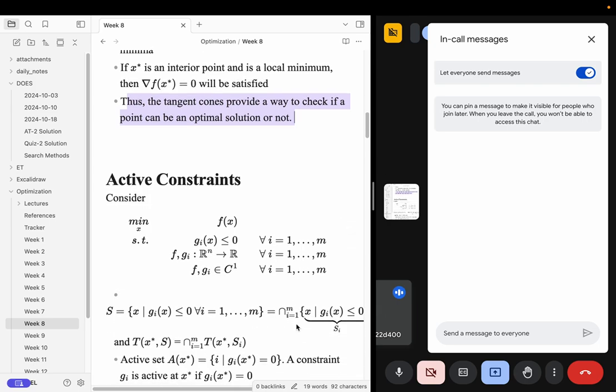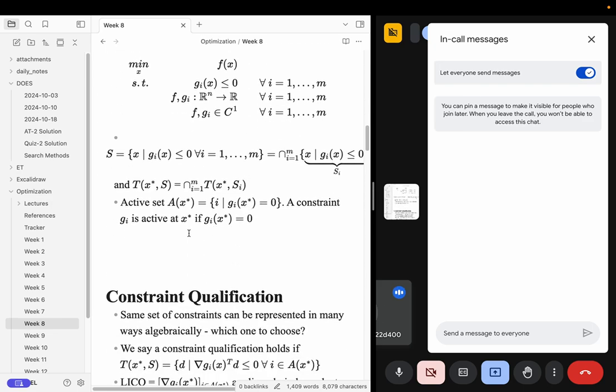Then from tangent cones, we came up with an interesting concept of active constraints. It says that out of all the constraints in the problem, whenever you have an inequality constraint, you have to search the entire region where g of x is less than or equal to 0. But you have to search only for those cases where it is exactly equal to 0. Those are called the active constraints. Whenever it becomes an equality, it becomes a normal problem with equality constraints, where the number of equations and the number of unknowns are equal, and then I can solve the problem.